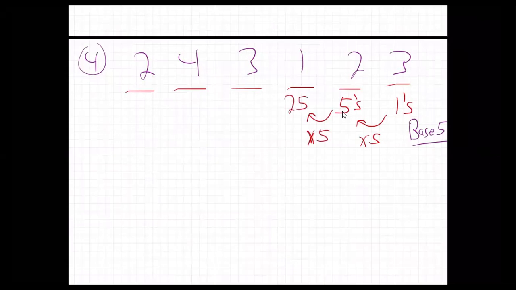So this will be the 25's place. And then you multiply by 5 again. You know how to multiply by 5. Think about money, right?